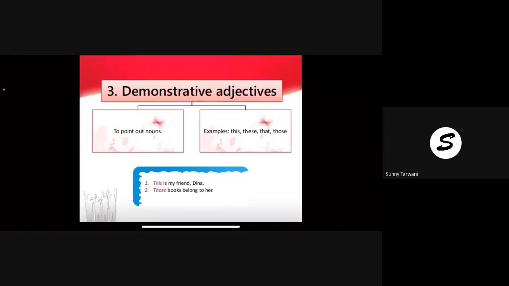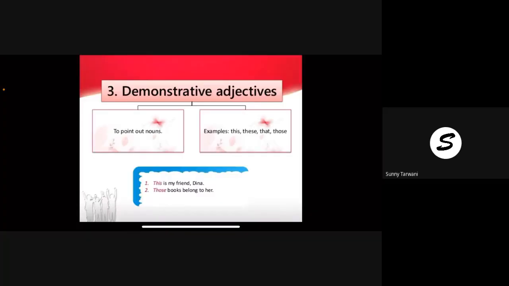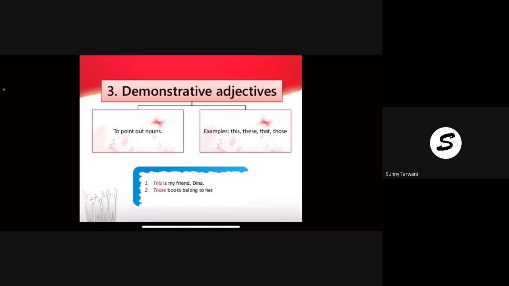So this, that, these, and those, these four are demonstrative. They are used for pointing out. This is my friend. See, some boys are standing. If I point out a boy, this is my friend. Those books, so many books. If I point out at the pile of books, those books, just for pointing out, to show something.